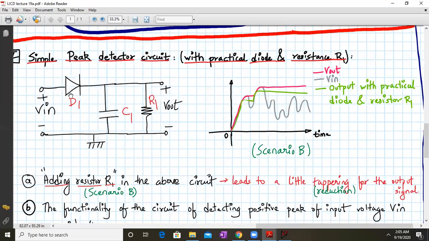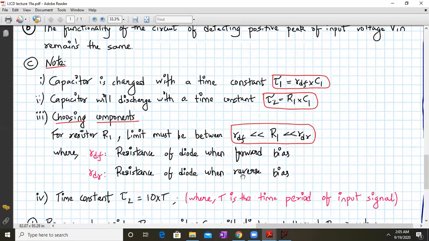So basically the diode becomes forward and reverse bias. So the value of R will be, let's say, RDF when the diode is forward biased and in the on state, it's around less than a few ohms. And when it is in reverse bias, this RDR is tremendously large, in mega ohms. So this is what you need to take care of.